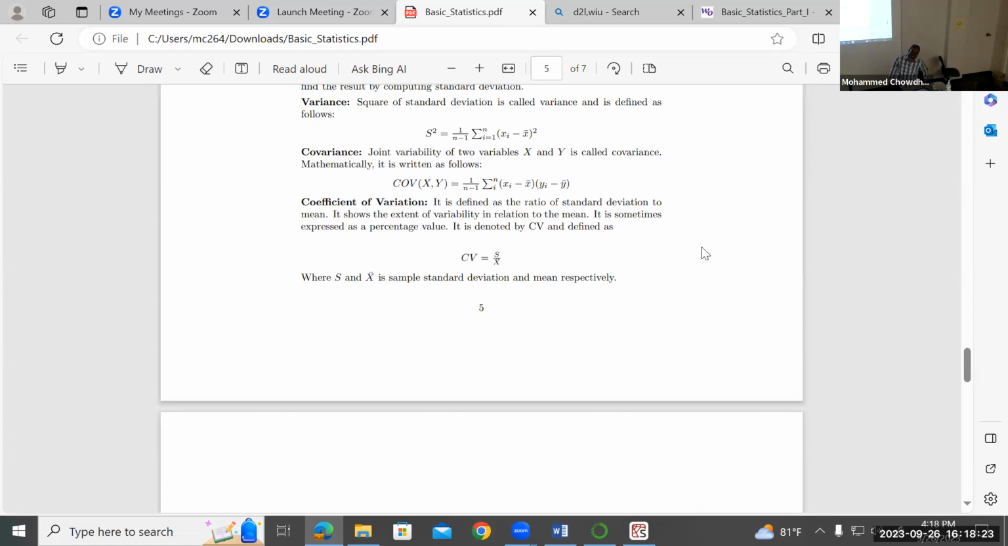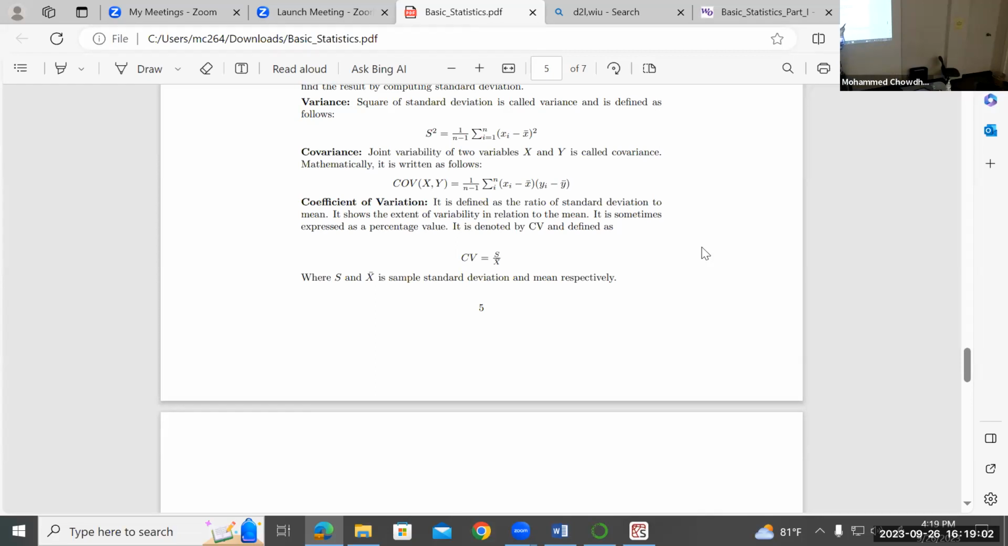Suppose X is a variable. I want to find the variation of the standard deviation with respect to its average. So it shows the extent of variability in relation to the mean. This is the standard deviation, which is the average distance of each data point from its average. So I am now expressing variation with respect to its average. So try to understand why this concept is important. It is defined as the ratio of standard deviation to mean, which is like this.